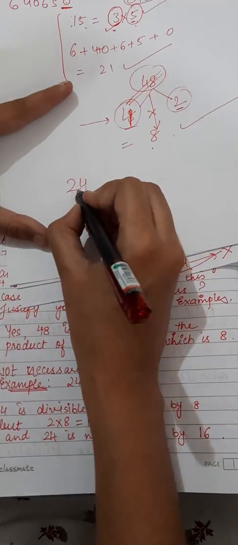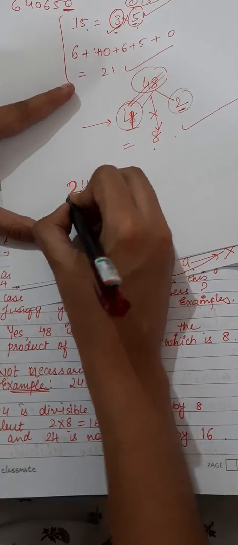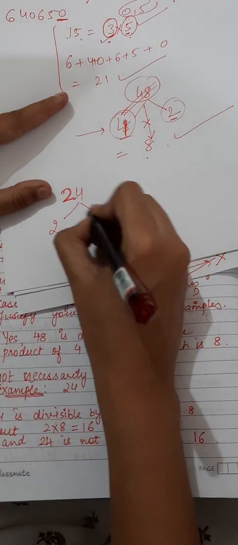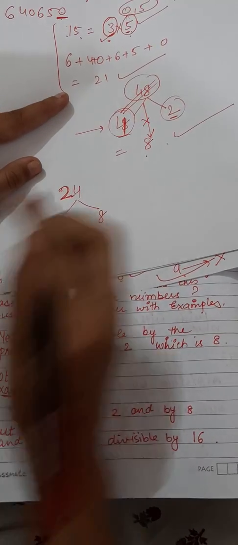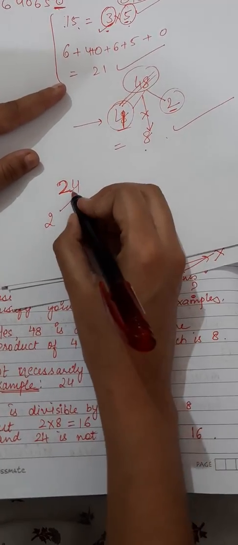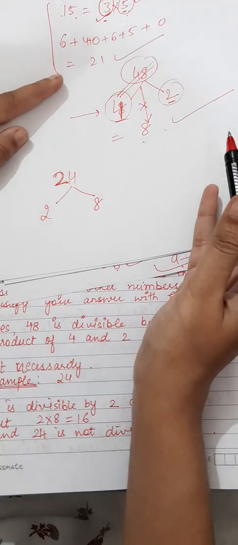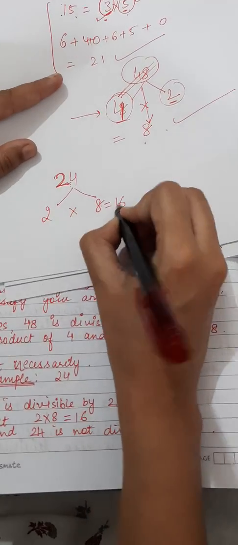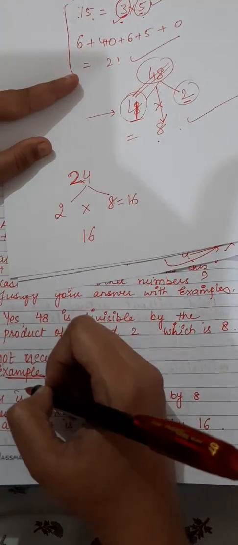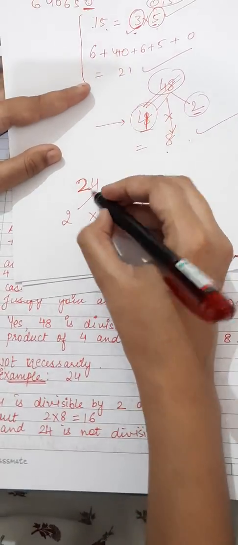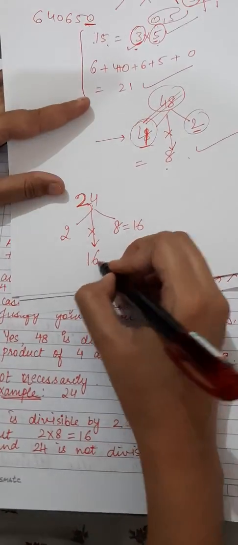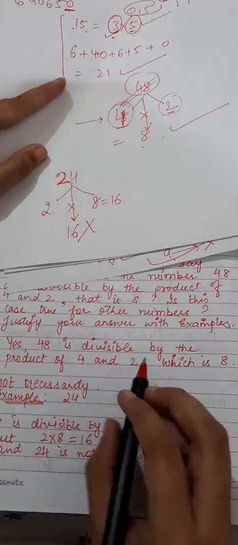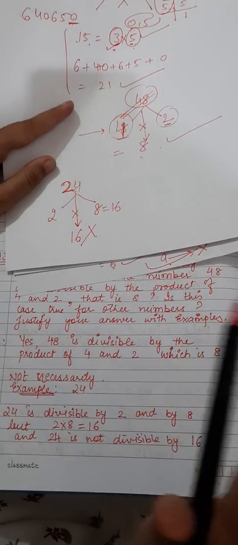Now this 24 is divisible by 2 also, and this is divisible by 8 also, right? Because 2 12s are 24 and 8 3s are 24. Now let us do the product of these two numbers. What is 2 8s? 16 is coming. Just tell me, is this 24 going on the table of 16? No. So that means it is not necessary that this case is true for every other number.